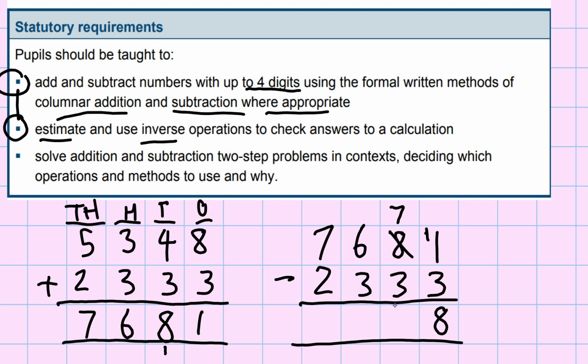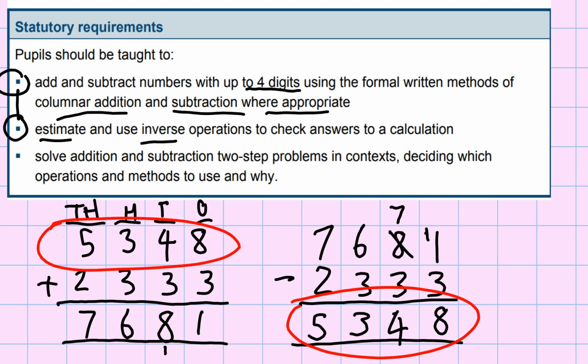7 take away 3, or 7 tens take away 3 tens is 4 tens. 600 take away 300 is 300. And then looking at the thousands, 7,000 take away 2,000 is 5,000. So you can see very clearly that this number and this number are the same. So our inverse check has worked. Okay.